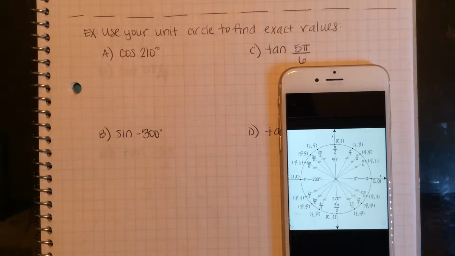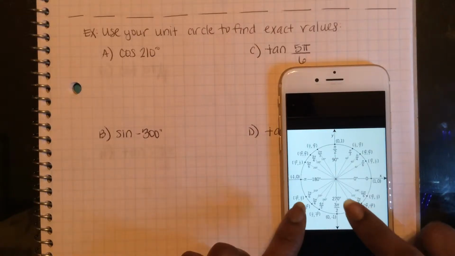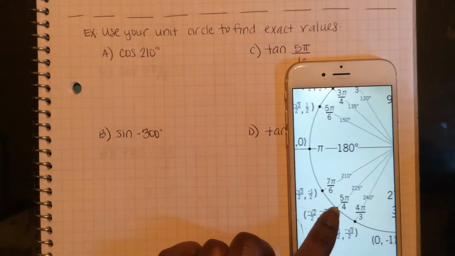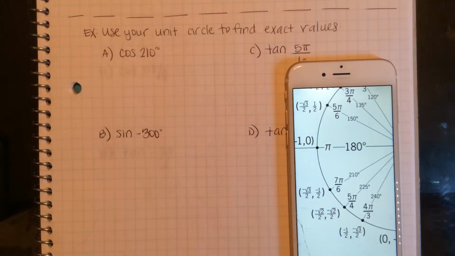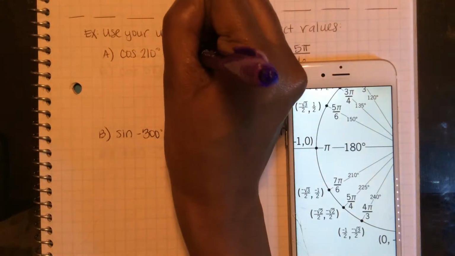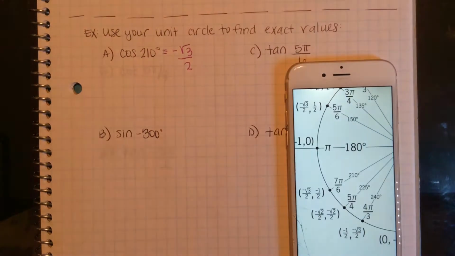Hey guys, in example 1 here, we're going to use our unit circle, which you have built, to help us find exact values. So cosine 210 degrees. So 210 degrees I see is right here on my unit circle. It's also 7 pi over 6 radians. So cosine is my x value, sine is my y value. So without doing any work with my unit circle, my answer is negative square root 3 over 2.